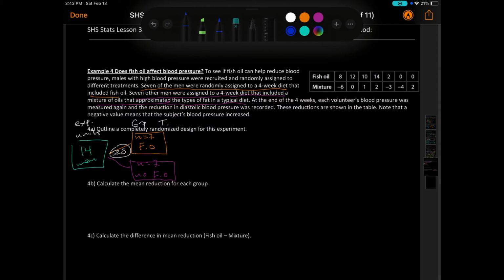Okay, let's just finish this. It says, at the end of the 4 weeks, each volunteer's blood pressure was measured again, and the reduction of the diastolic blood pressure was recorded. These reductions are shown in the table. Note that a negative value means that the subject's blood pressure increased. Okay, so then the end result is to compare the change in blood pressure.